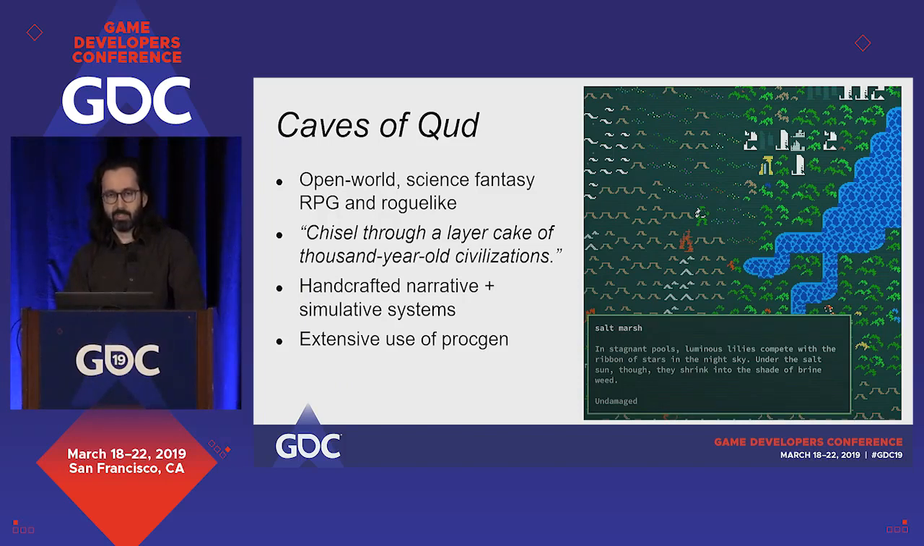So let me give you some context about what Caves of Cud is if you haven't heard of it. It's an open world science fantasy RPG and roguelike. It's a tile-based game. The tagline is chiseled through a layer cake of thousand-year-old civilizations. We've woven a handcrafted narrative, the type you might find in, say, an Elder Scrolls RPG, around some deeply simulative systems. And like Brian said in his last talk, we make extensive use of proc-gen, and that's why we're here today to talk about this.